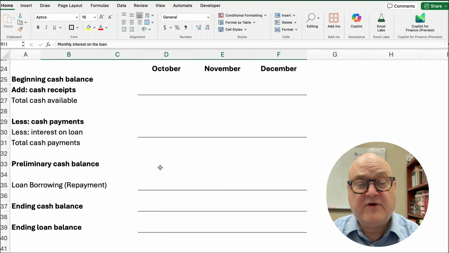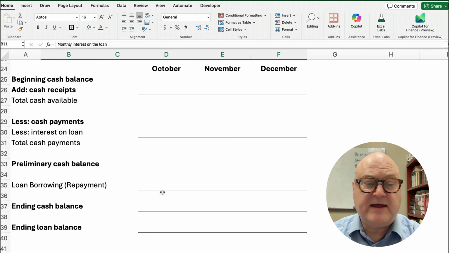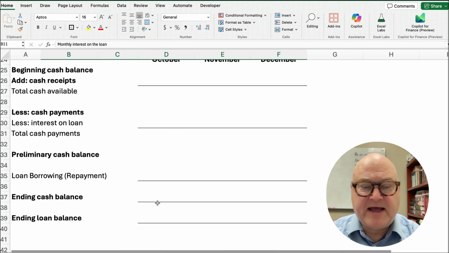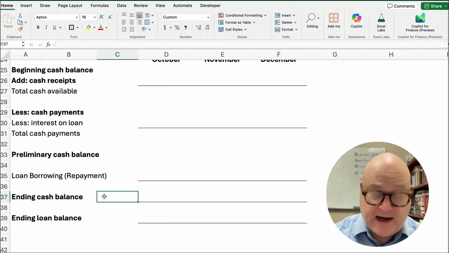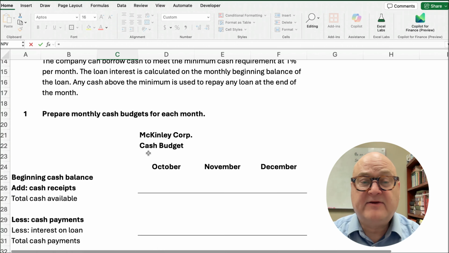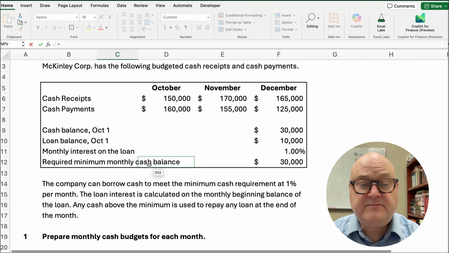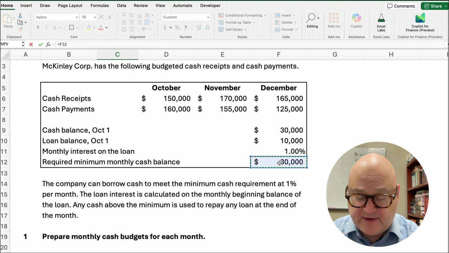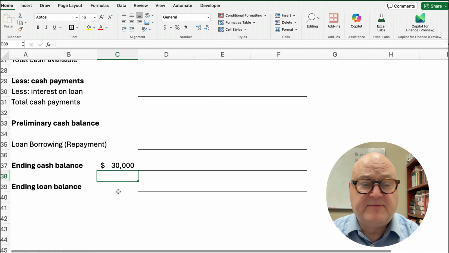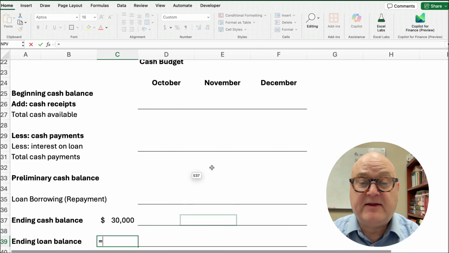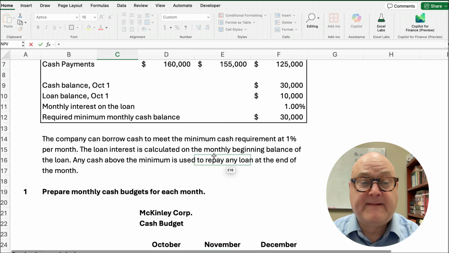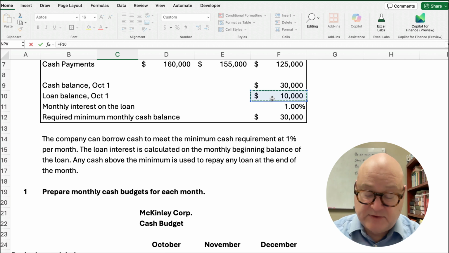And then we either need to borrow money or repay the loan. So if we're short of $30,000, we'll borrow money. If we're above $30,000, we'll use some of that to pay off the loan. And then our cash balance, we can't go below 30. And our loan balance, we already have a number. So let me do this here. Our required cash balance, I'm going to point to the minimum cash balance of $30,000, so we can set up the problem. And then the ending loan balance. Our beginning loan balance is $10,000, so we're going to start with that.